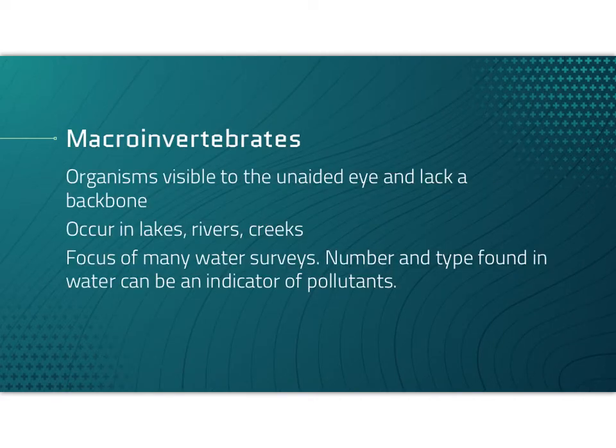Macroinvertebrates, again, are organisms that are visible to the unaided eye and lack a backbone. They occur in lakes, rivers, creeks. They are the focus of many water studies. So the number of them found and the different types of them found in water can be an indicator of pollutants.